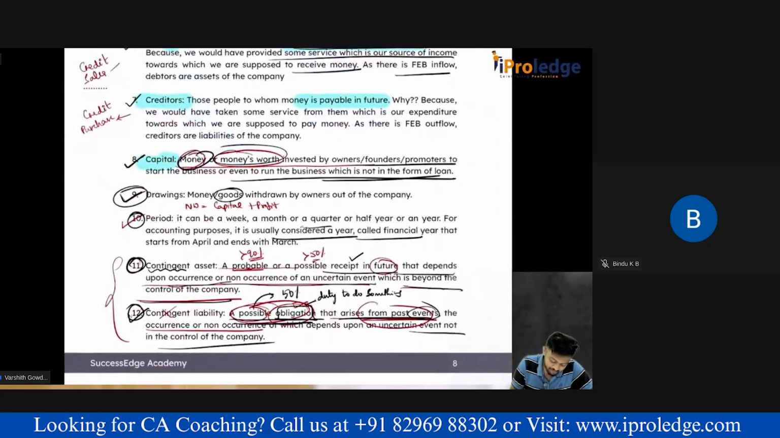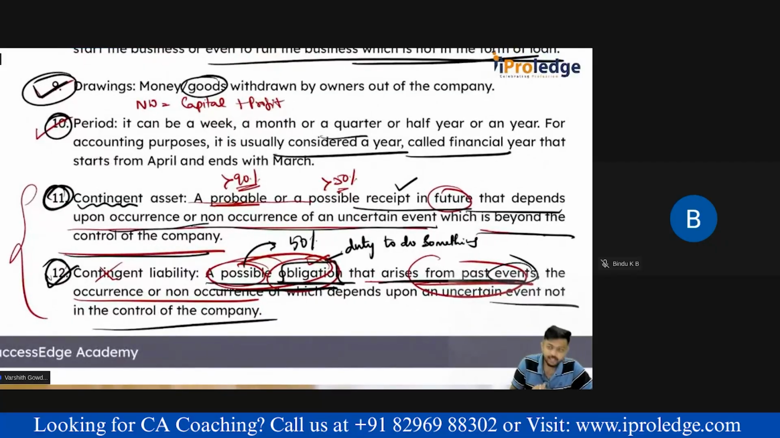So, in this, I will discuss only three things. That I come to contingent asset. Okay. So, wait, what is a contingent asset? Contingent liability. This is an asset or liability which depends upon the occurrence or non-occurrence of some event. Right? These are called contingent assets or liabilities.